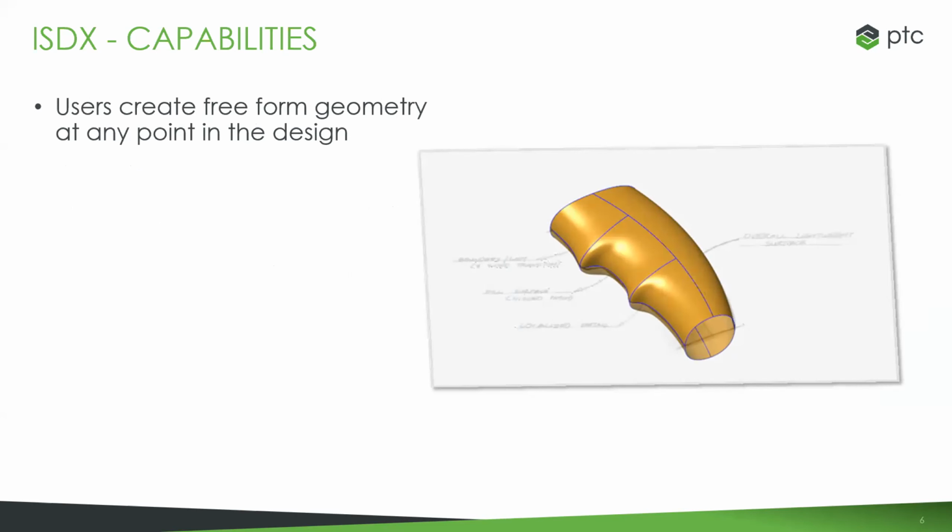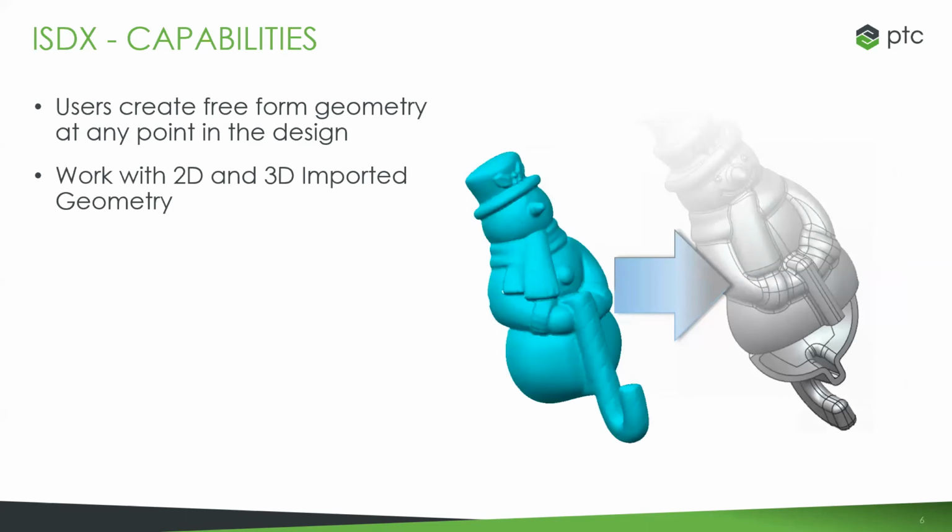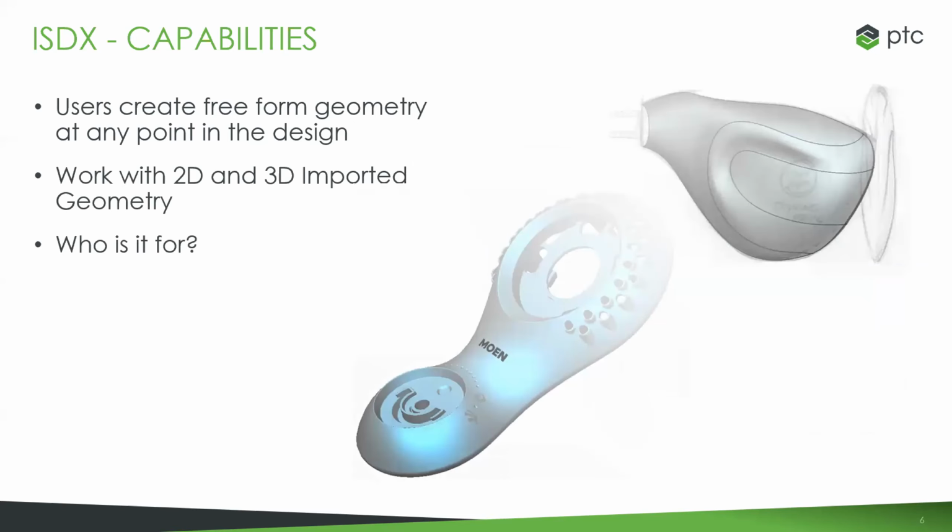The users can create this from really any point in the design. So you can start early when you just have some art, maybe that's an art design that you want to start going off of. And it works with 2D and 3D imported geometries. So if you have any import geometry, you can build surfaces based off of that.